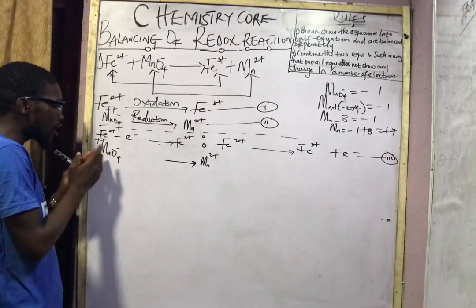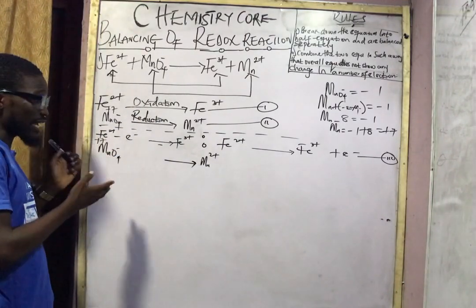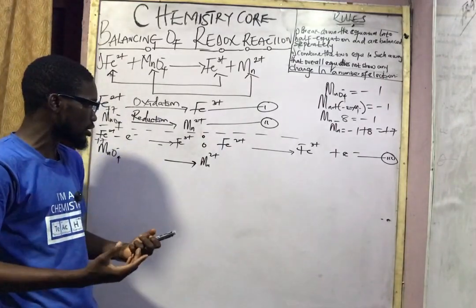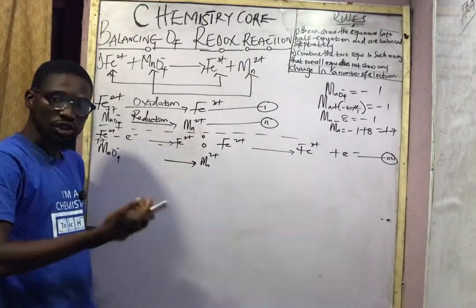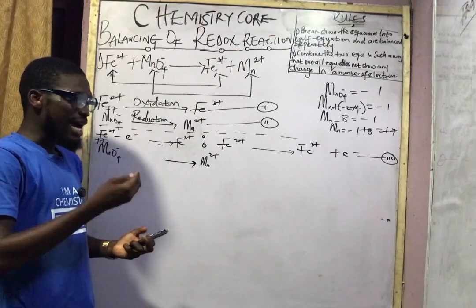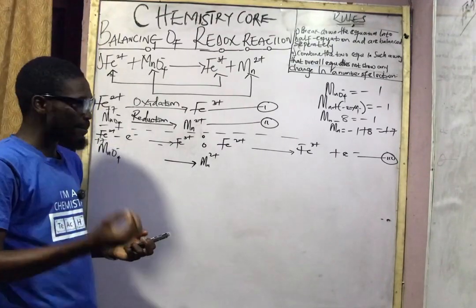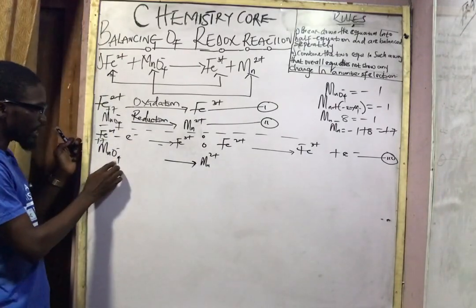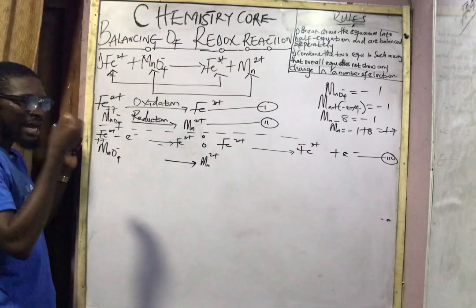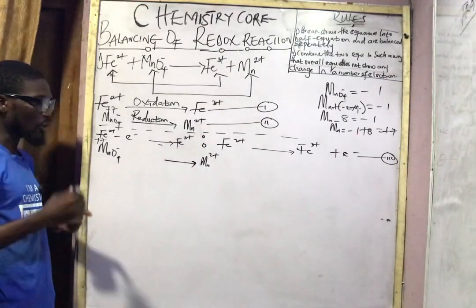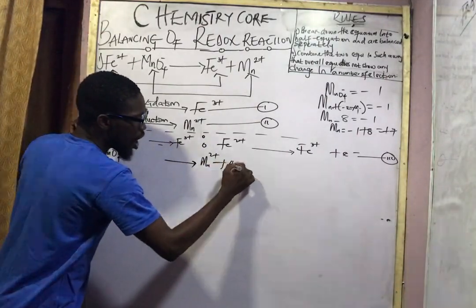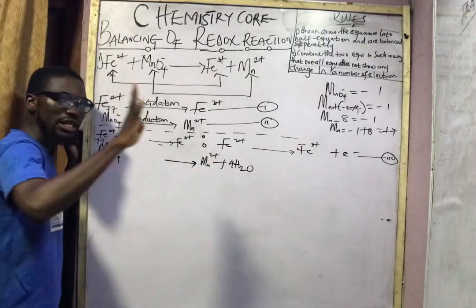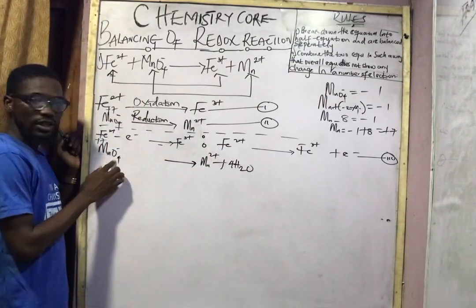We have 4 oxygen at the reactant side, and when you come to this product side, we don't have anything like oxygen. By doing that, we are going to introduce water. And what is the quantity of water we are going to introduce at the product side? The number of oxygen you have here will tell us the number of water you are going to add here. With that, we add 4H2O, because of the oxygen here.